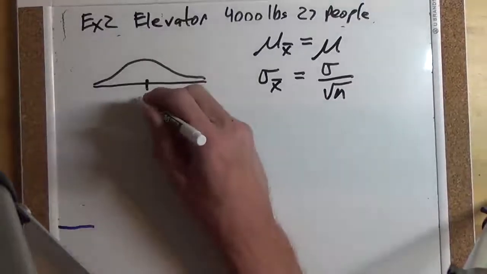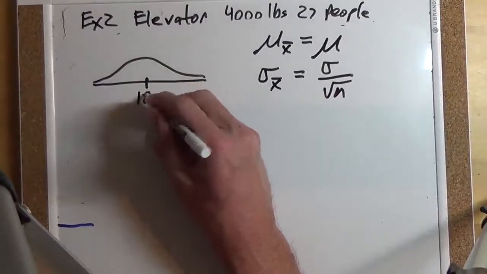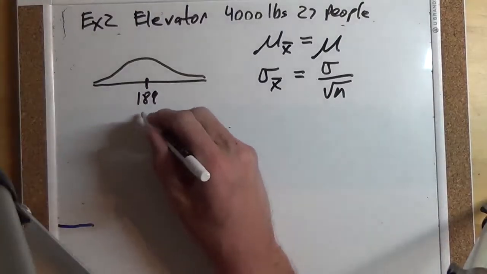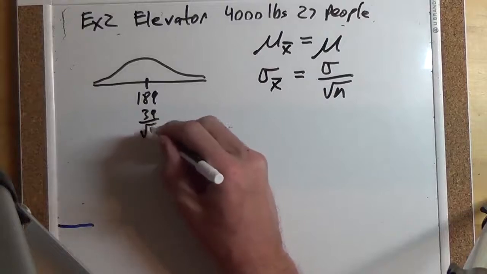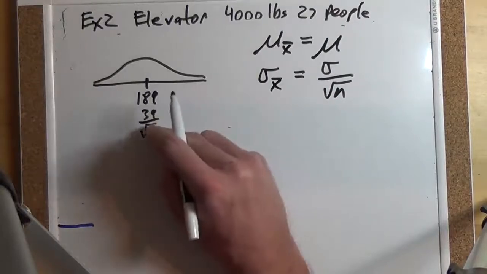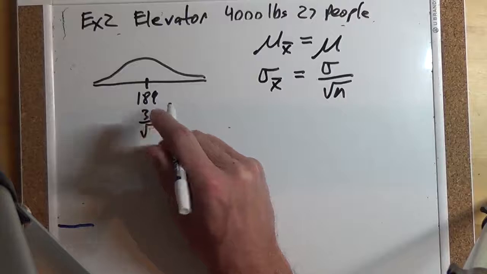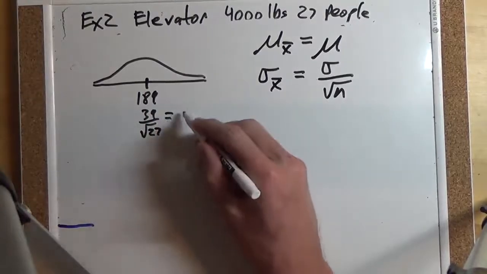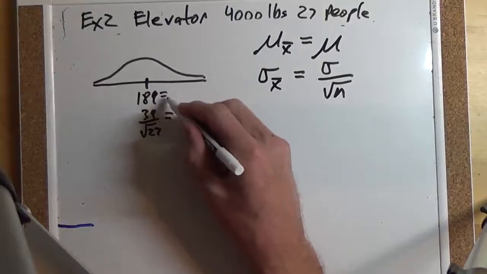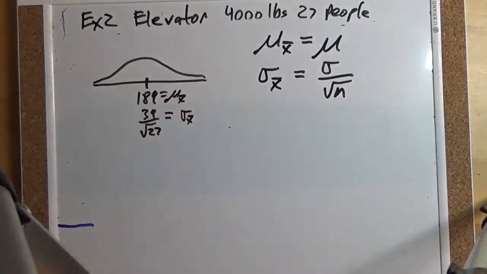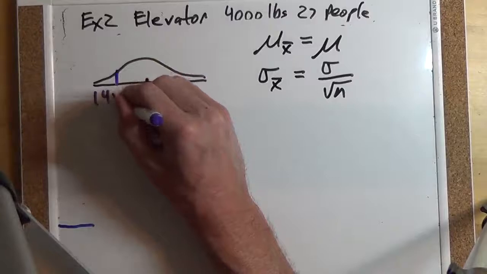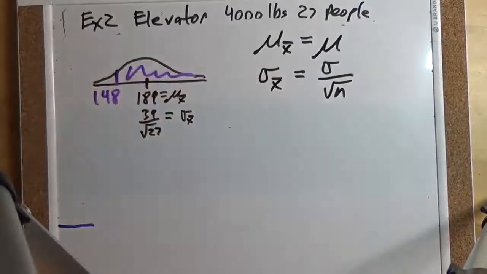So when I go over here, my mean is still 189. But my standard deviation is now 39 divided by square root of n. And n is 27. Same picture, 148. Looking for the area to the right.